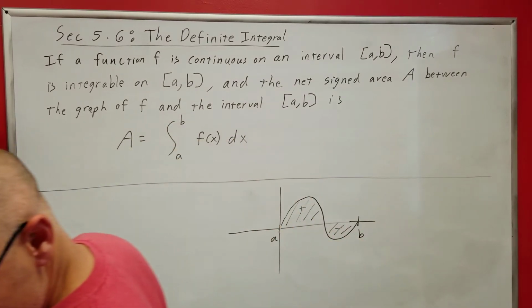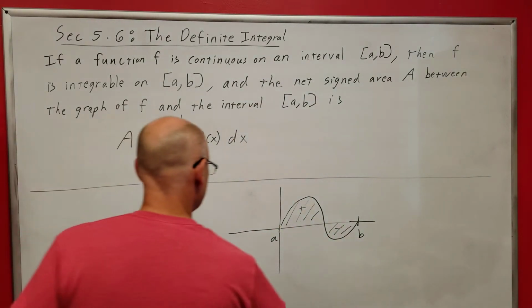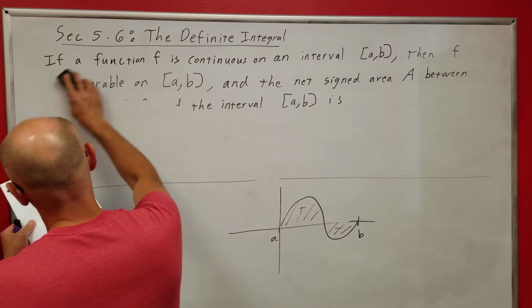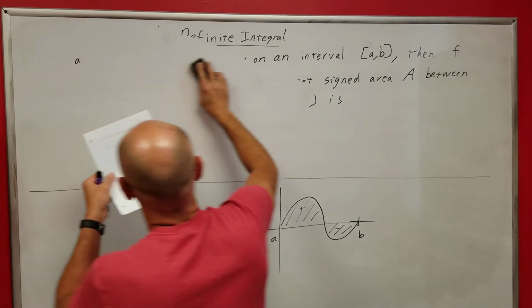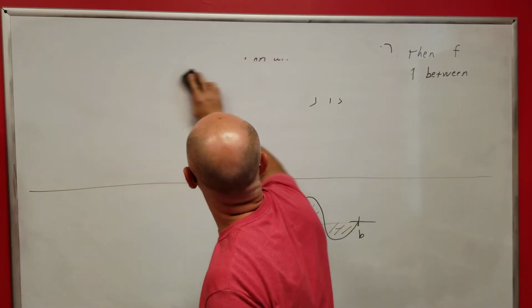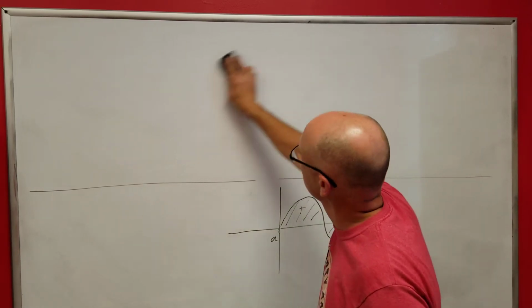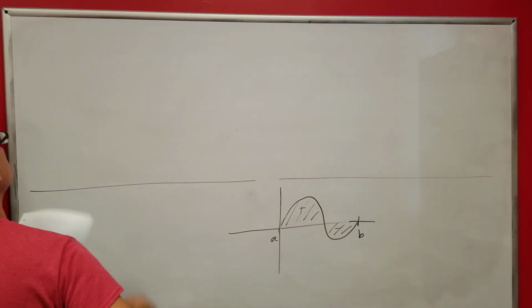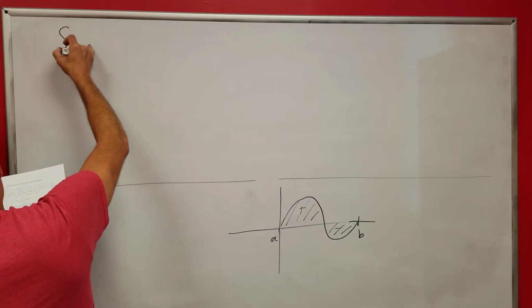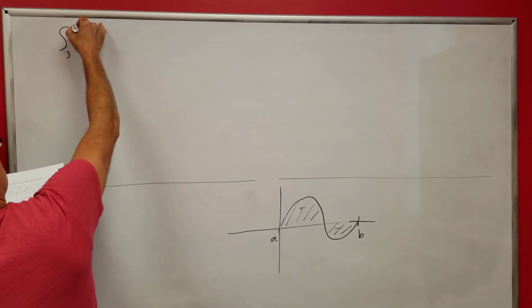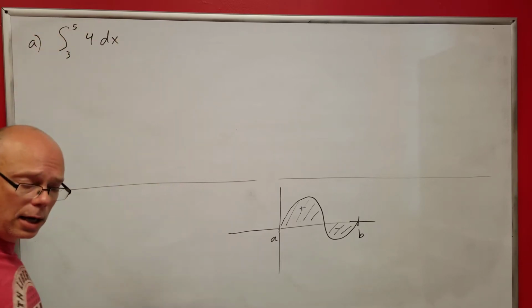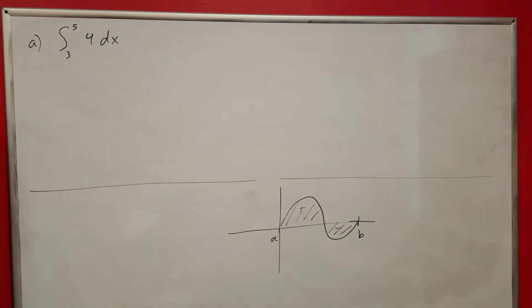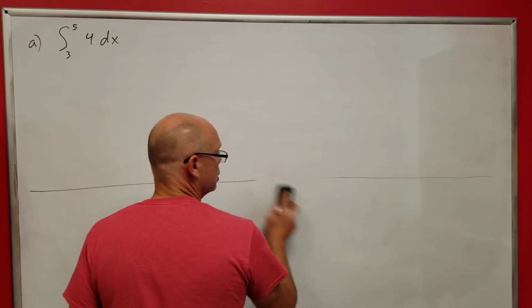All right, so let's take a look at our first example here. Our first example reads, sketch the region whose area is represented by the definite integral and evaluate the integral using an appropriate formula from geometry. All right, so they want me to evaluate this integral. The integral from 3 to 5 of 4 dx. That's part A, okay? Now, how do they want me to do this? They want me to use an appropriate formula from geometry. So let's draw a picture of what this thing looks like.